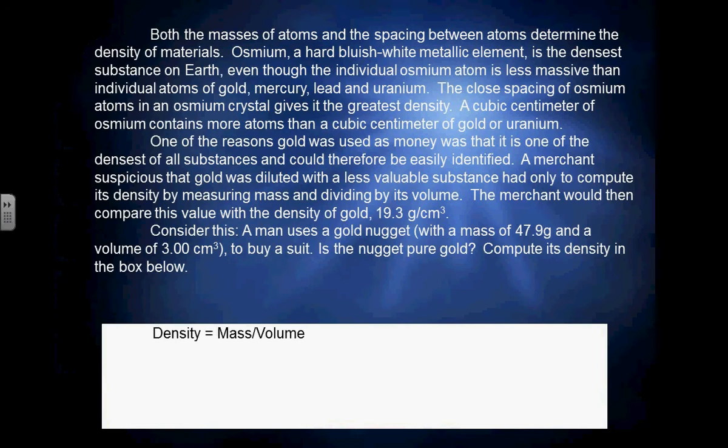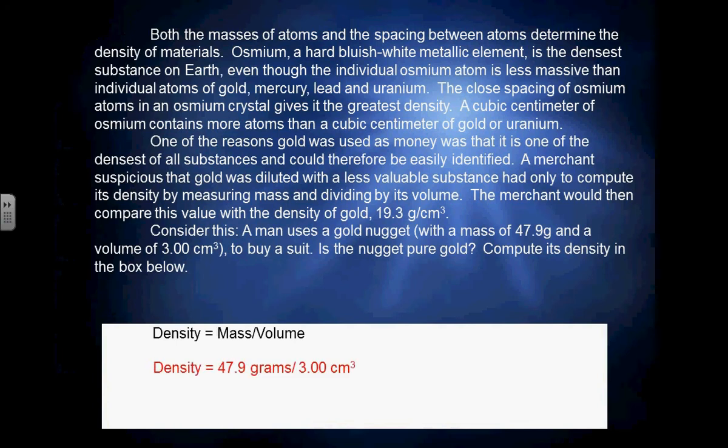Okay, so we know density is mass divided by volume. So what did you get for the density of this gold nugget? Chloe? 15.96. Okay, so is this gold? Sure. Emma? No, because it's not 24. Well, what is the density of gold? Morgan? 19.3. So is it gold?